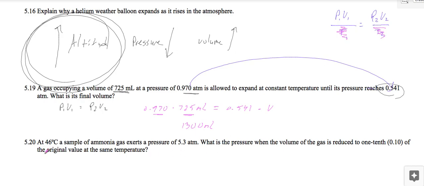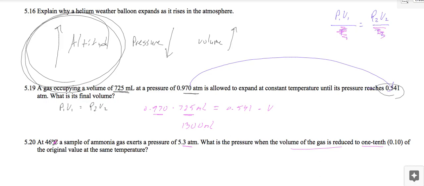Number 20 is a little bit of a tricky one. We have a 46-degree sample of ammonia and it has a pressure of 5.3 atmospheres. And we're going to change its volume to 1/10 of its volume. So it's 1/10 as large. So it looks like we have either too much information or not enough information or whatever. But when we start looking at things, we can come up with some statements that will help us figure out how to answer this problem.